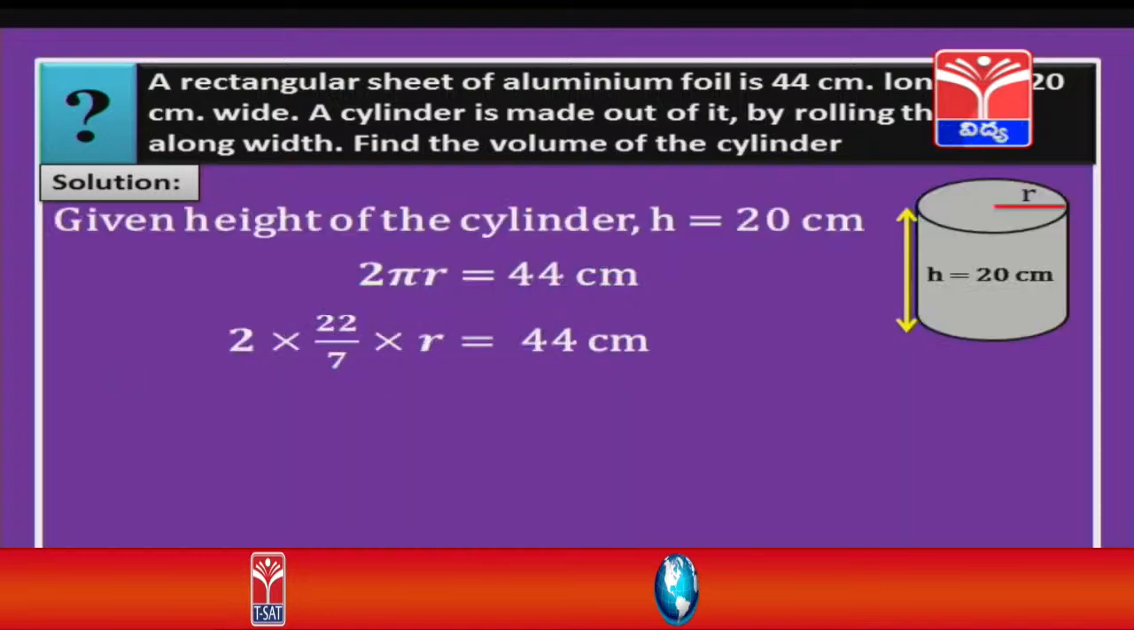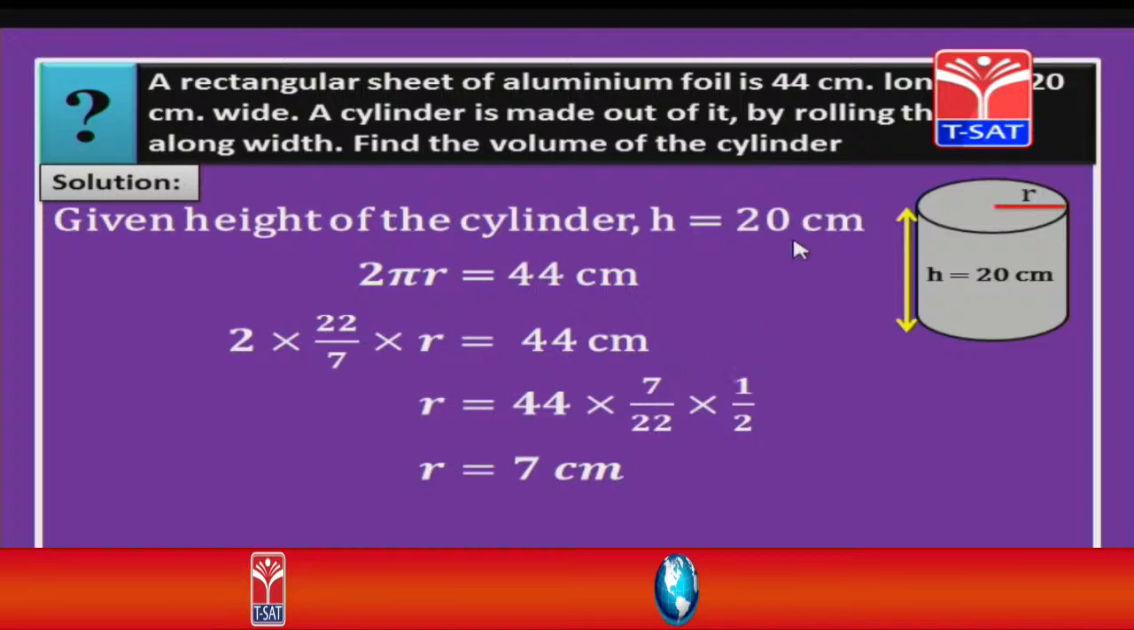Let us substitute the values now. So, 2 into 22 by 7 into r is 44. From this, r is equal to 44 into 7 by 22 into 1 by 2. So, 2 into 22 gives 44, and here we have 44. Both will get cancelled. We are left with only 7 into 1, which is 7. So, therefore, the radius of the cylinder is 7 centimeters. Now, you know the radius as well as the height children.